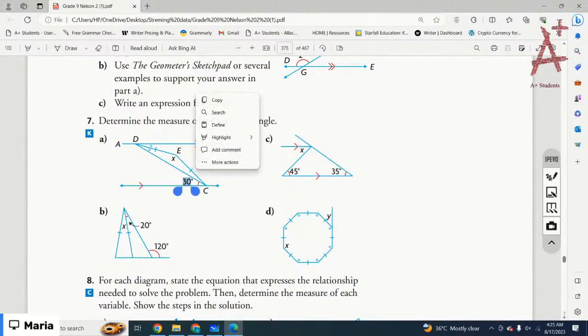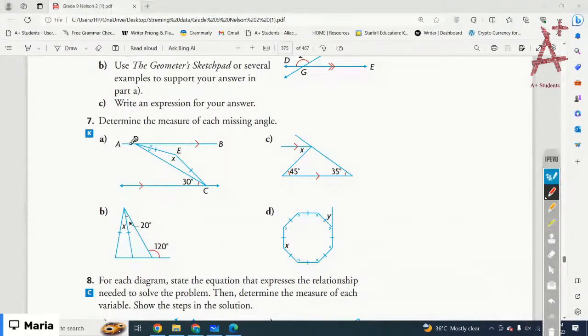So this one is 30. Sum of this one and this one must be 180 degrees, right? Angle 30 and ADC is 180 degrees. So 180 minus 30 is 150. That means this angle is 150, right?